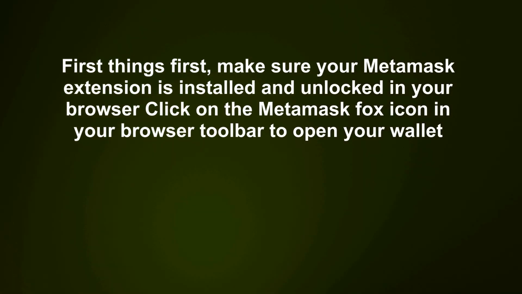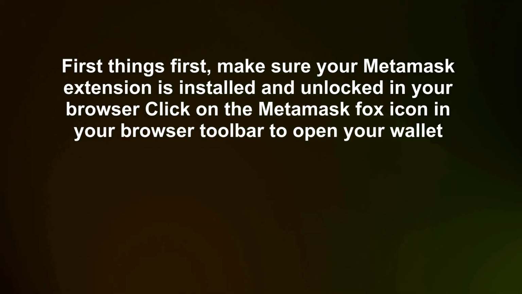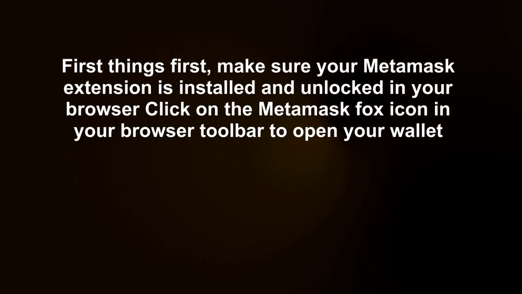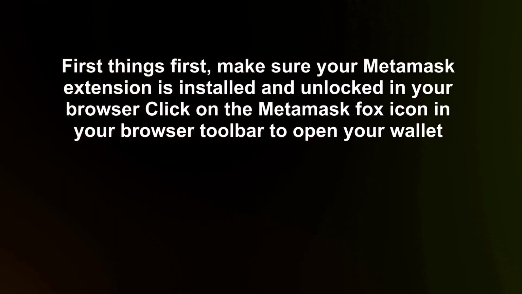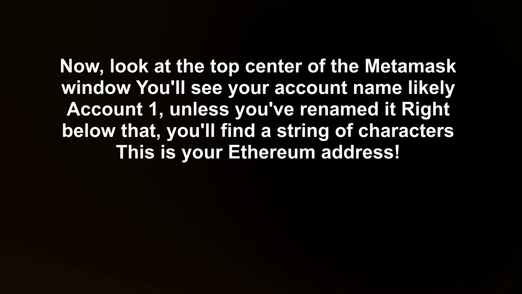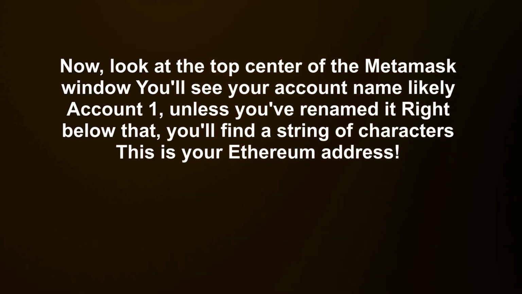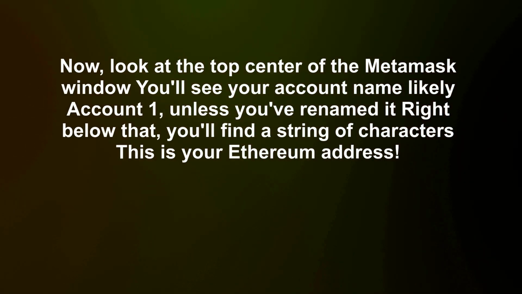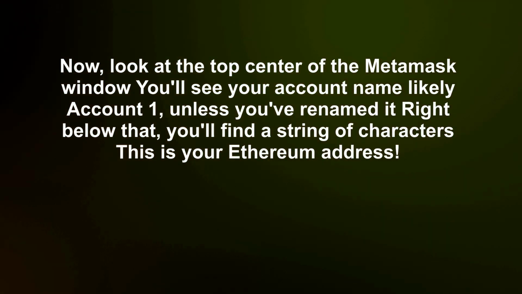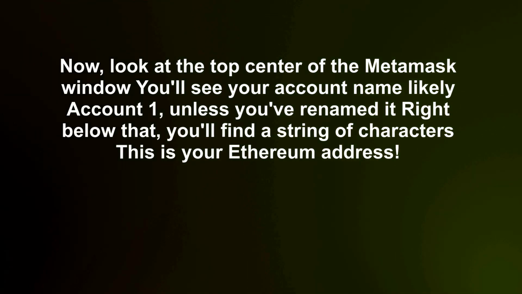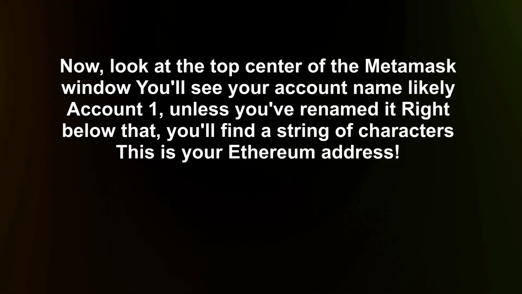First things first, make sure your Metamask extension is installed and unlocked in your browser. Click on the Metamask Fox icon in your browser toolbar to open your wallet. Now, look at the top center of the Metamask window. You'll see your account name, likely Account 1, unless you've renamed it. Right below that, you'll find a string of characters. This is your Ethereum address.